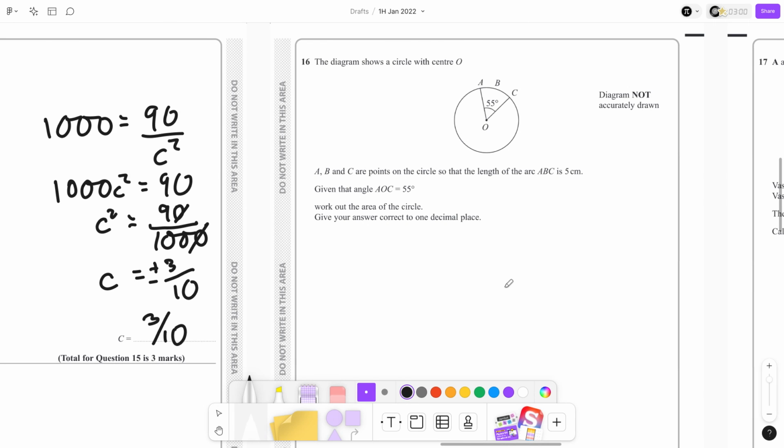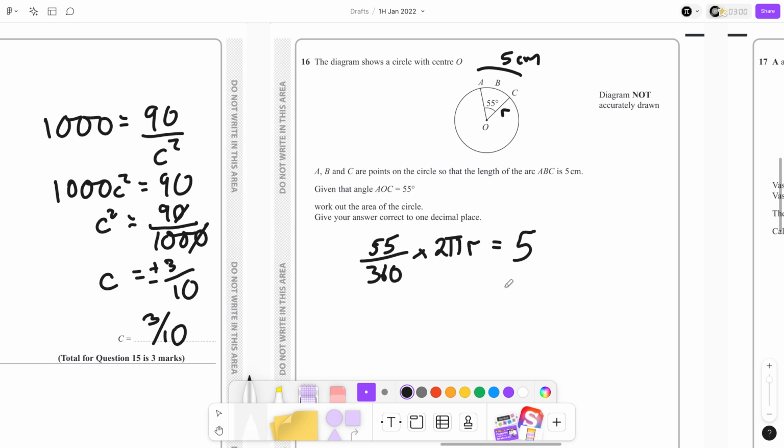Okay, number 16. The diagram shows the circle with centre O. A, B and C are points on the circle so that the arc length is 5 centimetres. So we know that distance is 5. The angle is 55. So we know the fraction of the whole circle is 55 over 360 times the length around the whole side, which is normally 2 pi r, because r is the thing we don't know, and that's got to equal 5.